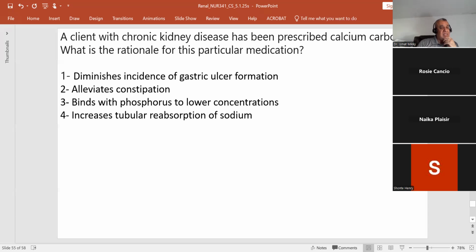So now, a client with CKD is prescribed calcium carbonate. Why? What is the utility, importance, function, or mechanism of calcium carbonate for patients with chronic kidney disease, end-stage renal disease, or kidney failure?